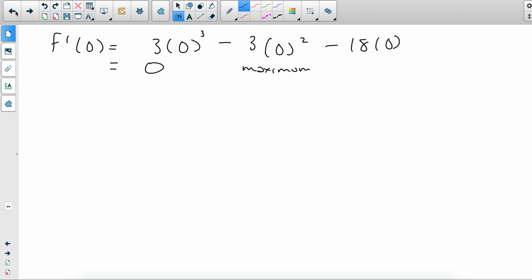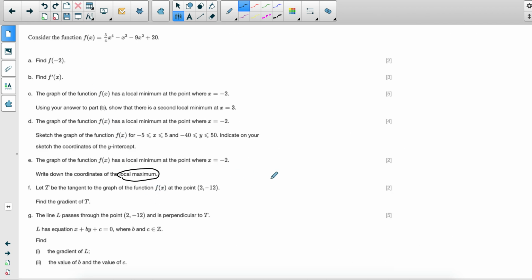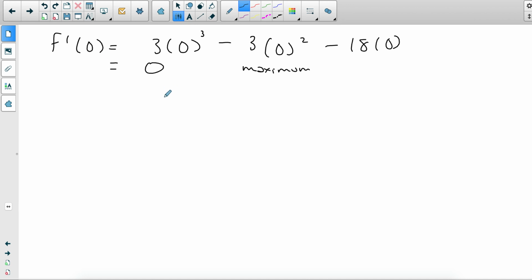And you could do the testing if you want, but it's a 2-mark question, so they're not expecting you to do that. They do want the coordinates though, so the local maximum is at x equals 0. And at x equals 0, y is actually equal to 20. So the coordinate of the local maximum is (0, 20).